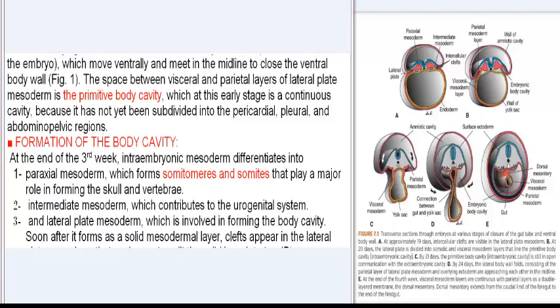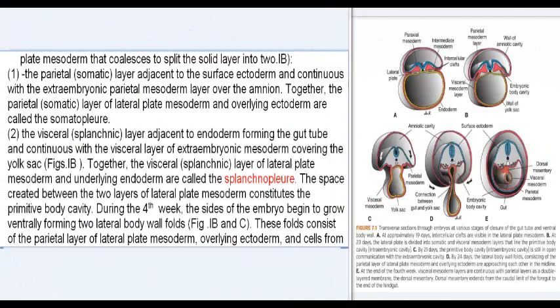Formation of the body cavity. At the end of the 3rd week, intraembryonic mesoderm differentiates into one, paraxial mesoderm, which forms somitomeres and somites that play a major role in forming the skull and vertebrae. Two, intermediate mesoderm, which contributes to the urogenital system. Three, lateral plate mesoderm, which is involved in forming the body cavity. Soon after it forms as a solid mesodermal layer, clefts appear in the lateral plate mesoderm that coalesce to split the solid layer into 2.